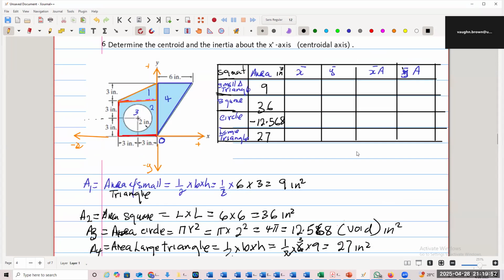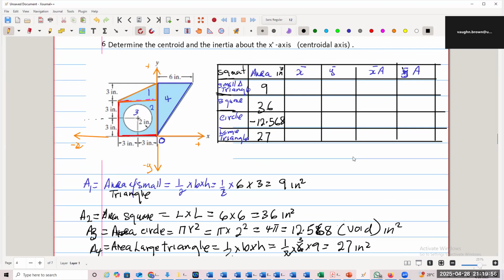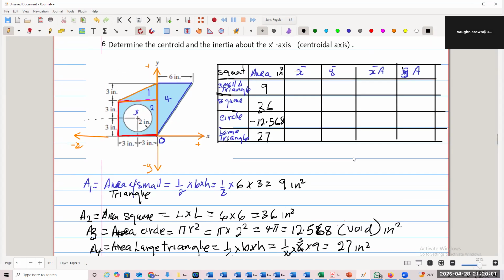So now that we have the area, we need to identify X bar, Y bar for each figure. So we're gonna look at them clinically, and you're gonna apply the principles that I've taught you so much about triangles and whatever. All right. So now for your triangle, guys, start with the triangle. We want X bar, right? So the base is where your X bar is, right?